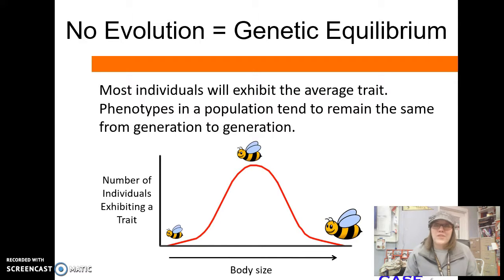It may be like that for hundreds of years or millions of years for that particular organism. If that's the case, they're at equilibrium and there's no evolution taking place. The example here with these bees is that you have an average bee body size.